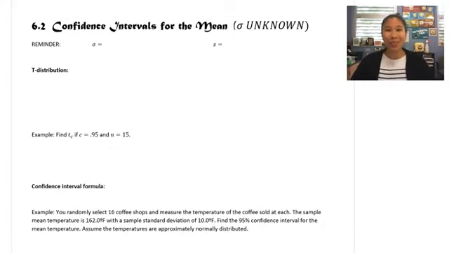Hello, and welcome to Chapter 6, Section 2, where we're talking about more confidence intervals today. So today's section is really similar to the one we just did, where we're still looking at confidence intervals for the mean, where we're trying to estimate the population mean, but this time we don't know what that population standard deviation is. So that's what the sigma stands for.